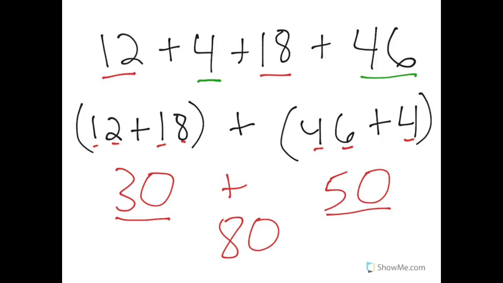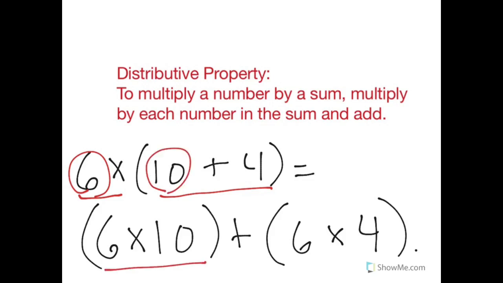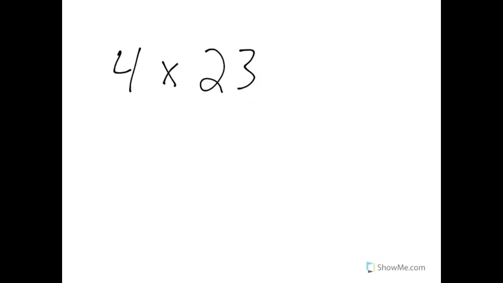One more property to talk about, the distributive property. To multiply a number by a sum, and we know sum is the answer to an addition problem, you can multiply by each number in the sum and then add. So here I have 6 times 10 plus 4. Well, I could do 10 plus 4 because of PEMDAS. I would do that first and get 14 times 6. Or I can take the 6 times the 10, group that together, and then add that to 6 times 4. And I've grouped that together. Let's look at an example of that kind of problem.